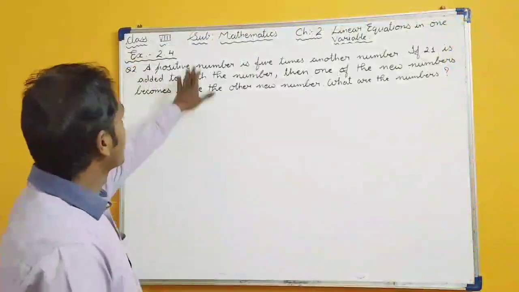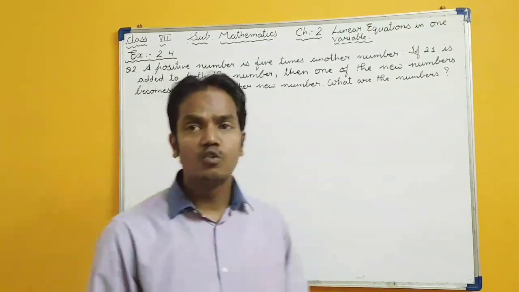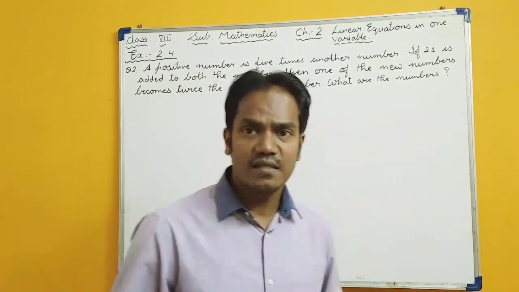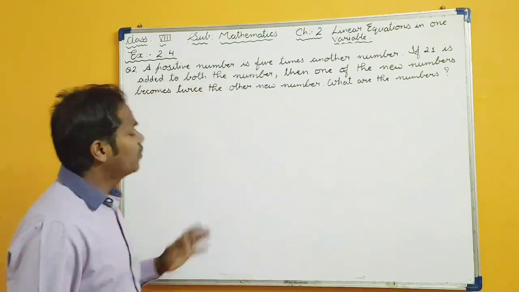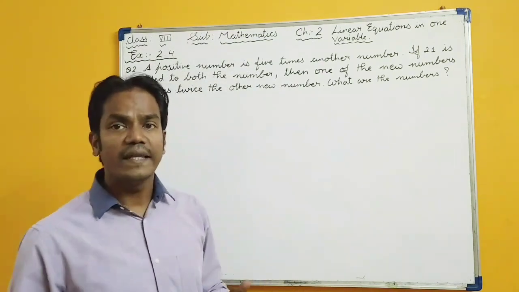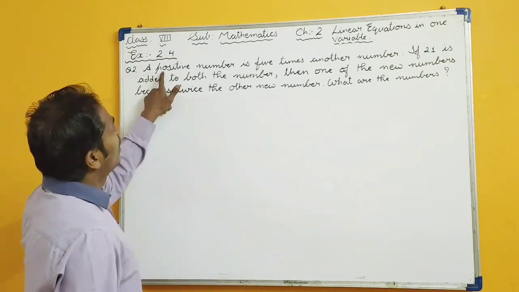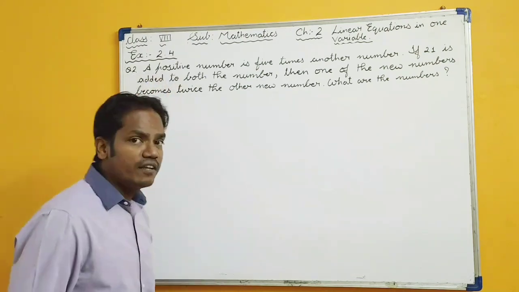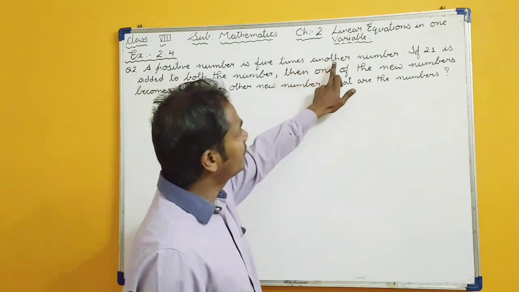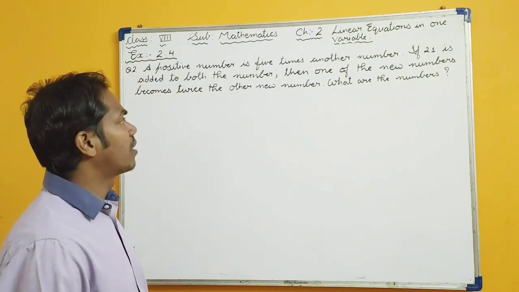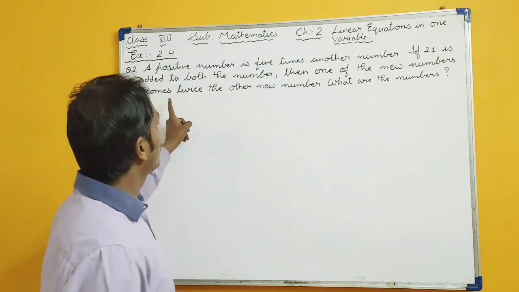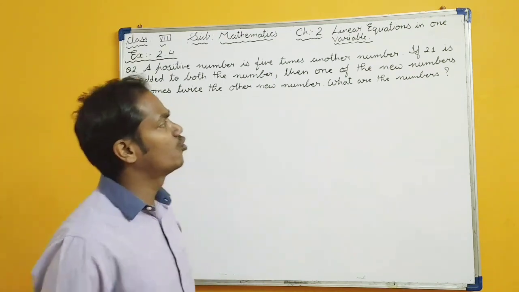Hello students, now we will solve exercise 2.4. This exercise is also based on word problem. Question number 2, in this exercise I will solve all even number question. Question number 2, a positive number is 5 times another number. If 21 is added to both the number, then one of the new number become twice the other new number.